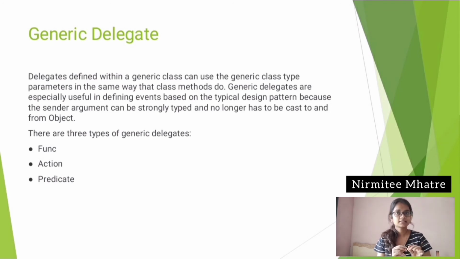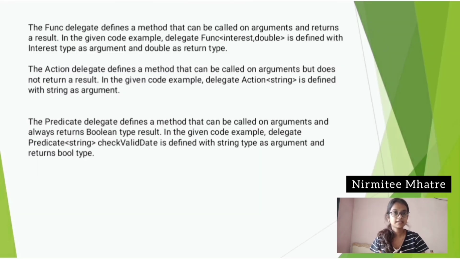Generic delegates are especially useful in defining events based on the typical design pattern, because a sender argument can be strongly typed and no longer has to be cast to and fro from object. There are three types of generic delegates: first, Func, second, Action, and third, Predicate. I'll explain the three types of generic delegates in a little more detail.